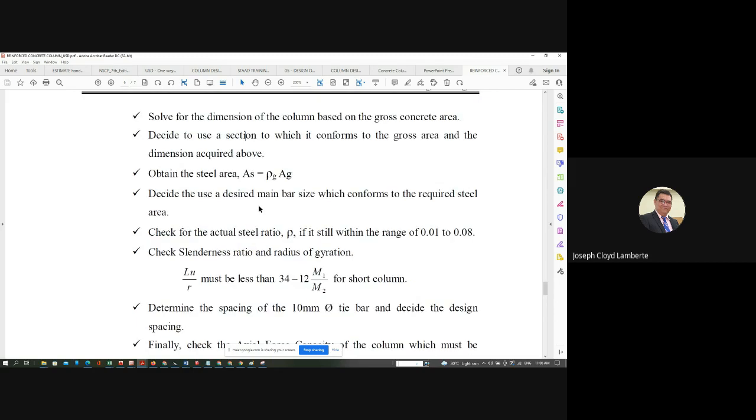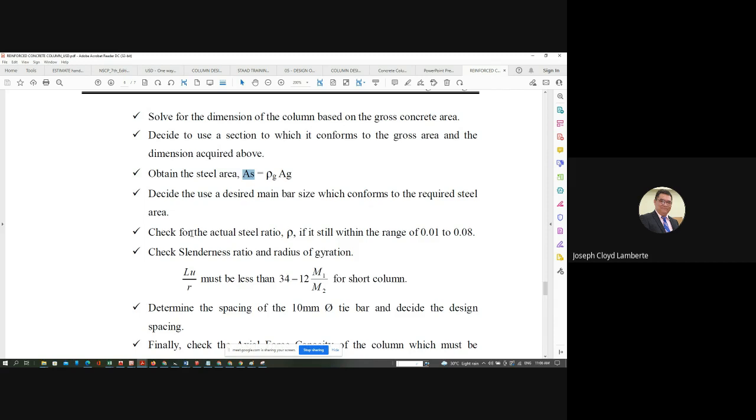The next is to decide to use the desired main bar size which conforms to the required steel area. So with the AS, imo naman na calculate ang AS, deciding ka kung unsay gamiton nimo nga size sa imong reinforcement, then makuha na nimo ang actual nga number of bars. And then again, imo man i-round up, no? Di man ka mag-round down, imo man i-round up. So meaning magdugang nagid kay nadugang gamay nga steel area diha.